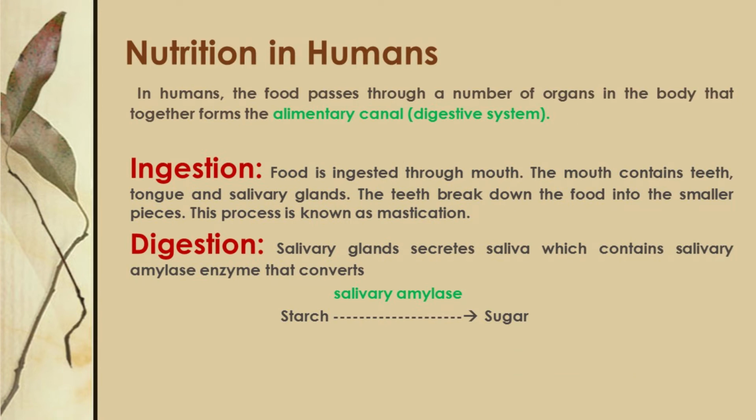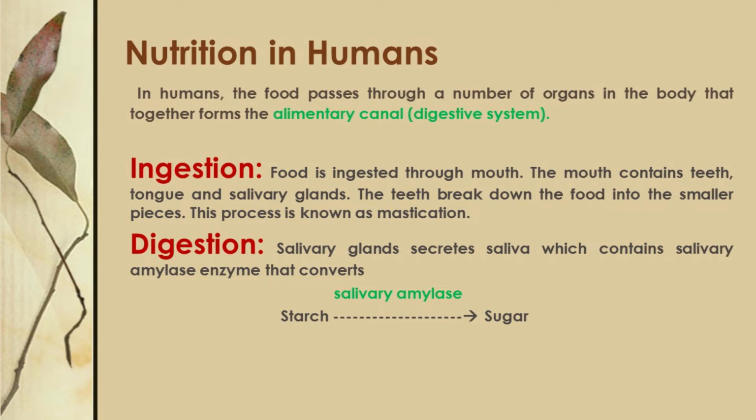Now, next topic is nutrition in humans. In the body of humans, the food passes through a number of organs that together make an alimentary canal, also known as the digestive system. The same steps are going to follow in our body also. First is ingestion, then digestion, after that absorption, then assimilation, and at the end egestion is taking place.